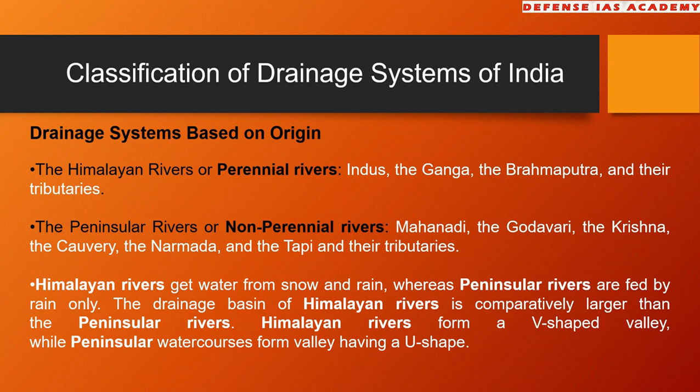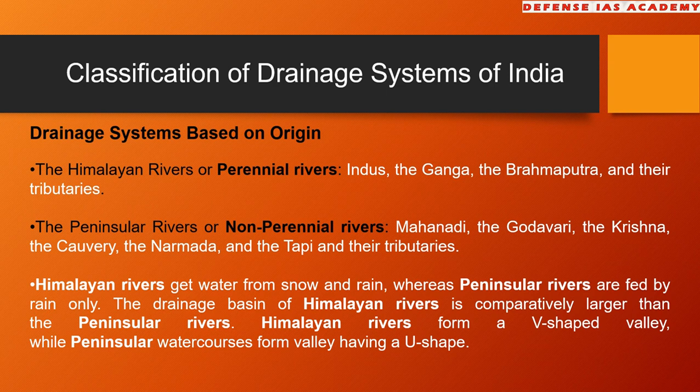The Himalayan rivers are mainly the rivers that get their water from snow and rain, and they have a larger drainage basin, and they also form a V-shaped valley. The main perennial rivers are the Indus, the Ganga, the Brahmaputra, and all of their tributaries.